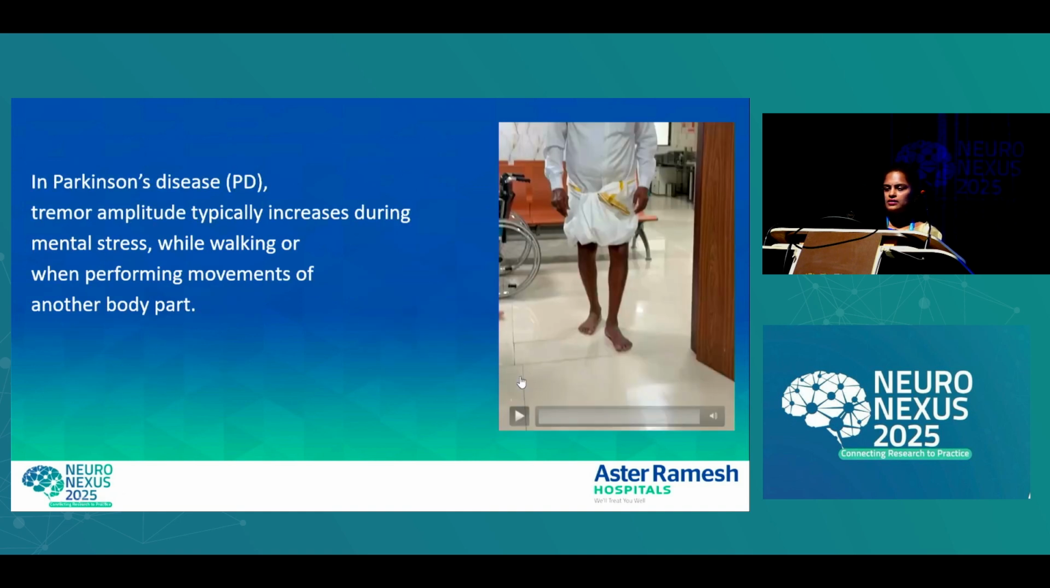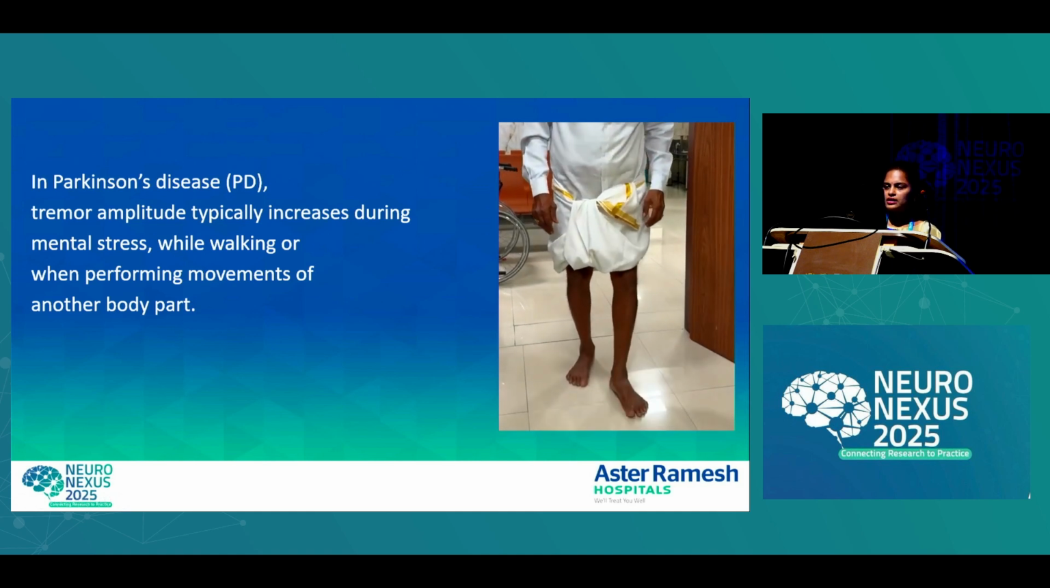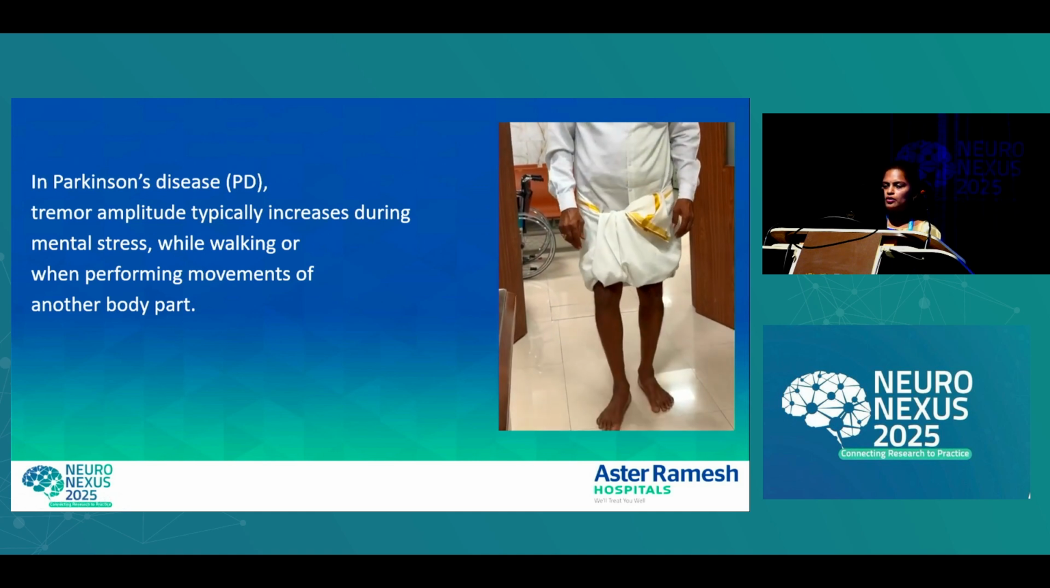So in Parkinson's disease, when the tremor is very subtle, we can ask him to perform activities like mental stress or while walking, and when performing activities with the other body part, tremor usually appears. As in this patient, while walking, tremor becomes more prominent.